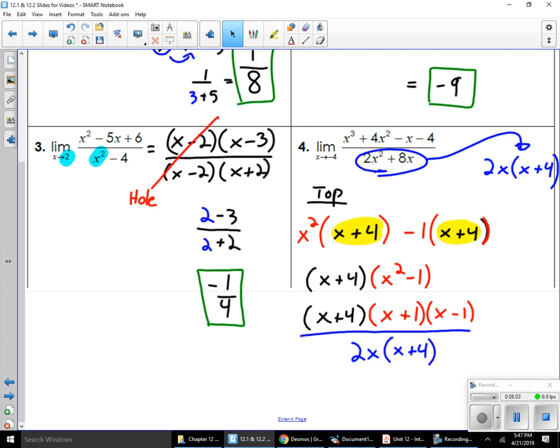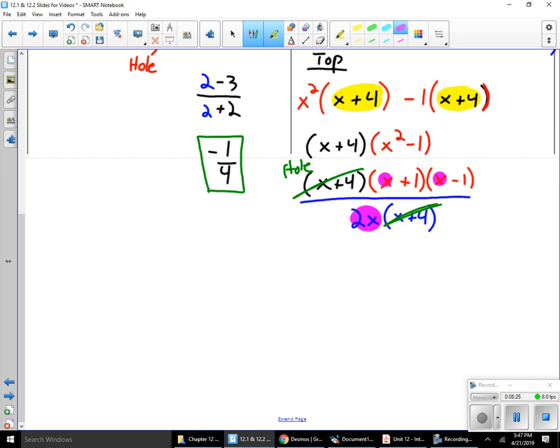So we do have some stuff that cancels. X plus 4 cancels off with x plus 4. That would create the hole in our original graph. Nothing else cancels, but it's okay because now I could substitute that negative 4 in for all of these x's. So let's go ahead and do that, finish this problem out.